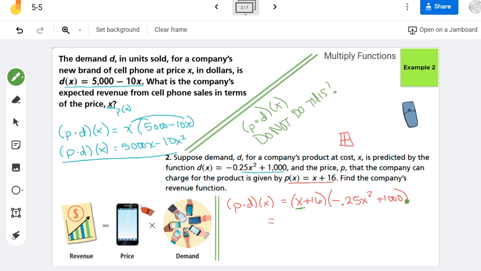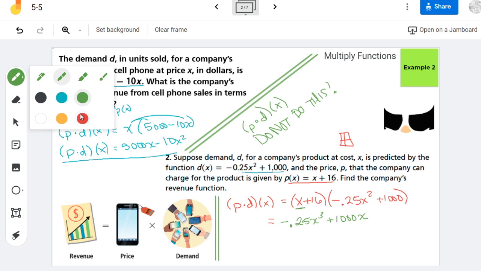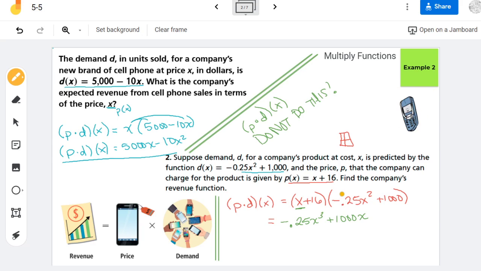So I'm going to take the x and multiply it by each of these terms here. So x times negative 0.25x squared is negative 0.25x to the third. And x times 1,000 is 1,000x. And then I'm going to take this 16 and do that same process. I'm going to multiply it times these things. So 16 times negative 0.25x squared is negative 4x squared. And 16 times 1,000 is 16,000.